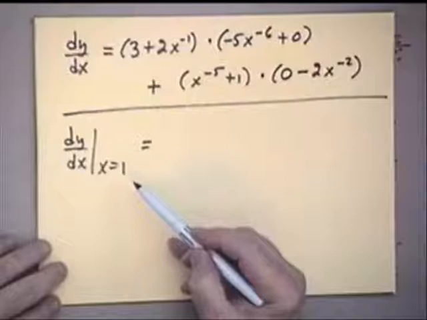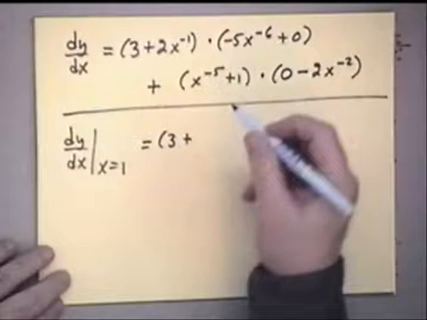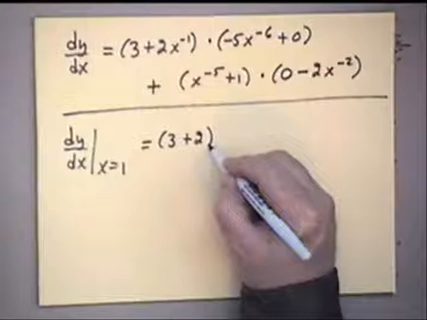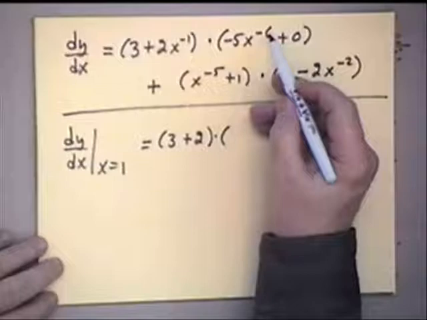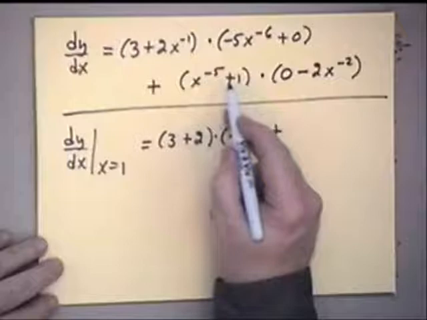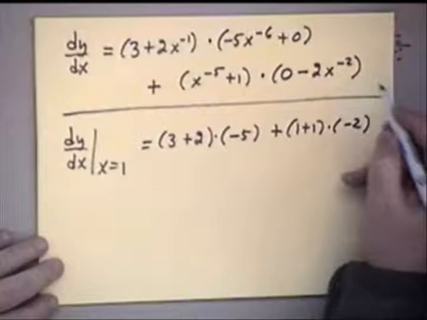So with that in mind, I will now have 3 plus, if I put a 1 in for x to the minus 1, I just get 1. So it's 3 plus 2. The second expression here, the 0 doesn't affect anything. The x to the minus 6 is just a 1, so that's minus 5. Plus, this is 1 plus 1, so I have 1 plus 1 here, times, and now I'll have minus 2 if that's replaced by a 1.